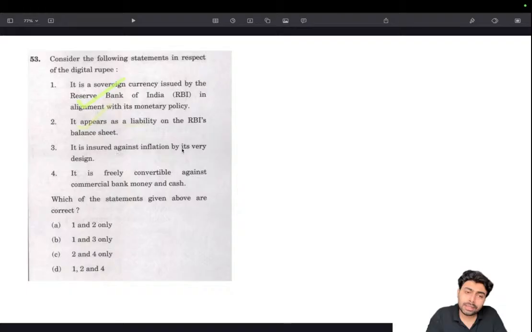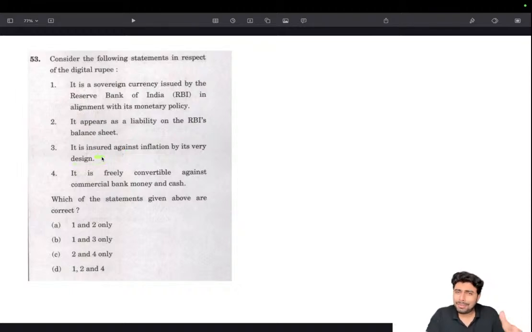Then, it is insured against inflation by its very design. It's basically a banknote in digital format, and we know that none of the banknotes is insured against inflation, because how can anything as basic as a banknote be insured against inflation? That's why we are having monetary policy committees, things like that, to manage inflation. So this is very improbable, very impractical. Okay, so this is not the case.